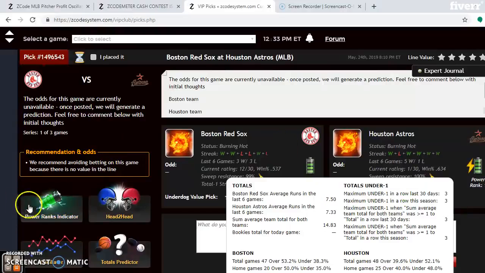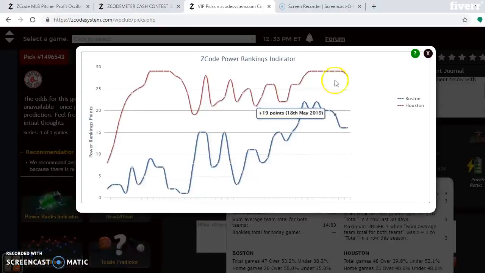If you look at the power rankings indicator between the two teams, you see that Houston is near the top of the league at plus 28, and Boston here has been steady after a slight decline. They're steady now at plus 16.